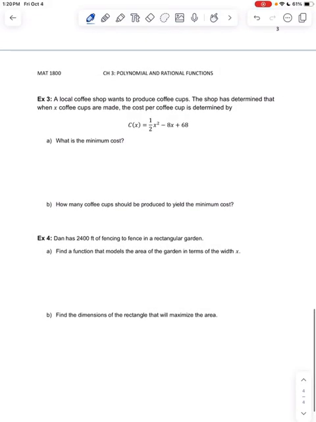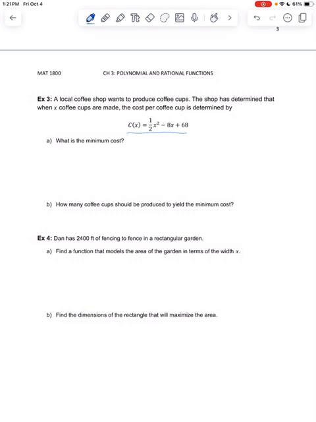Okay, so we are looking at the word problems of section 3.1. So we did one earlier, and now the number 3, example 3. A local coffee shop wants to produce coffee cups. The shop has determined that when x coffee cups are made, the cost per coffee cup is determined by this function given here. C of x is equal to 1/2 x squared minus 8x plus 68. What is the minimum cost?